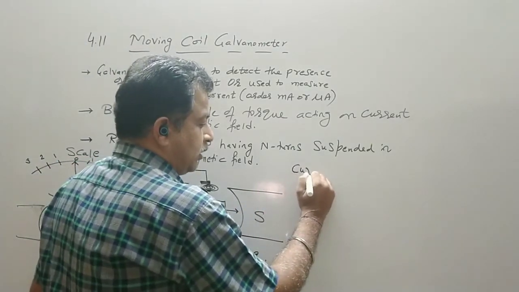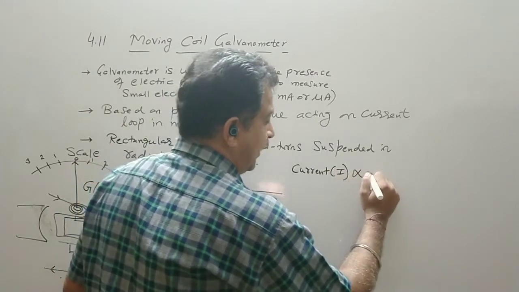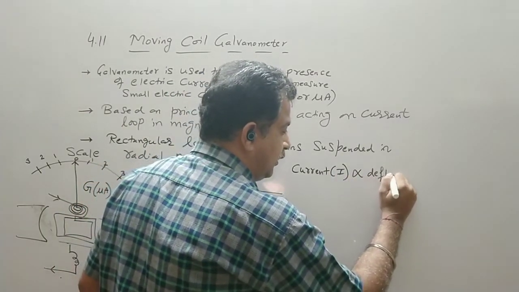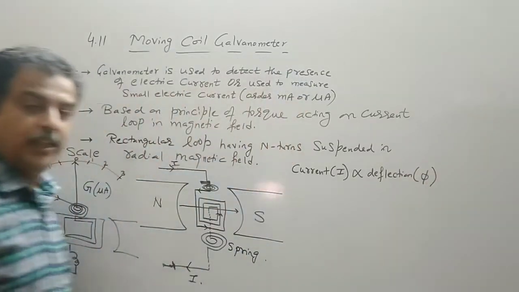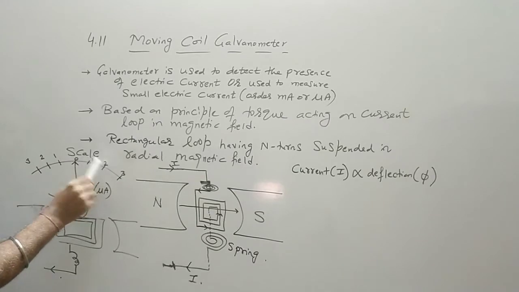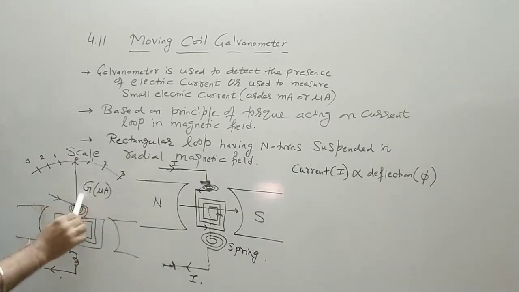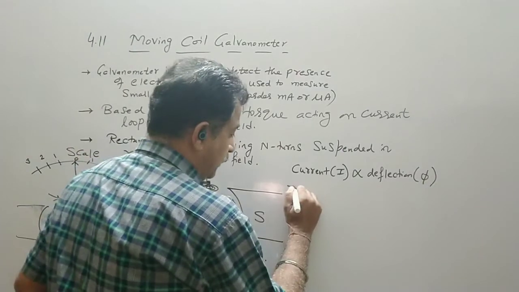It means current should be directly proportional to the deflection. Let us denote the deflection by phi. So it is nothing but an angle. So if I say from 0 to 1, it makes a 30 degree. Then 1 to 2, again 30 degree. So it is total 60 degree. Like this the deflection takes place. So current is directly proportional to the deflection.